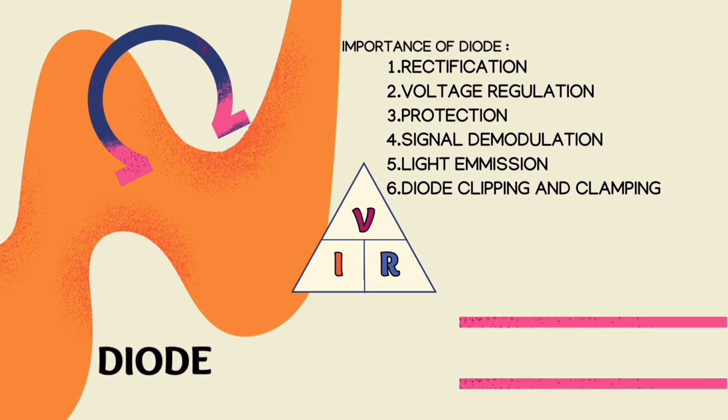Diodes play a crucial role in electronic circuits. They primarily serve two key functions, rectification and signal modulation. In rectification, diodes convert alternating current, which means AC current, to direct current, DC current, essential for powering electric devices. Additionally, diodes are vital for signal modulation in semiconductor devices, enabling precise control of electrical signals in various applications including communication systems and information processes.